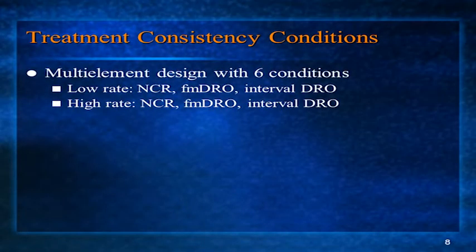The following phases were conducted in a multi-element design with the order of the conditions randomized. NCR, FMDRO, and interval DRO, each with a low rate of problem behavior, and NCR, FMDRO, and interval DRO, each with a high rate of problem behavior.